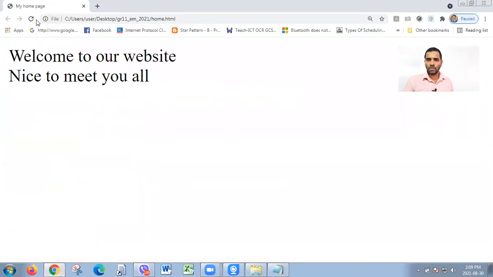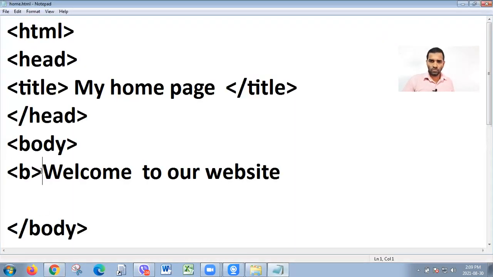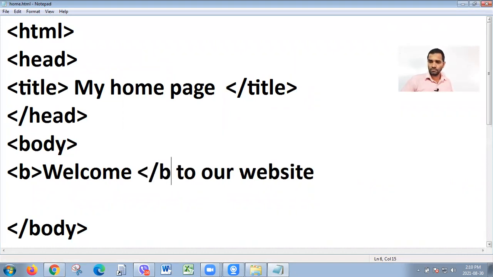Look here. In this case, what happens? Everything is bold, including welcome. Welcome is in bold to our website. Everything is bold. The reason is very simple. You have told the browser to start the bold here, but you didn't tell the browser to close it or to stop it. That is why everything is in bold. Even if you write some other lines, maybe a paragraph in the next lines, they also become bold. Since welcome is the only word to be in bold, you have to close the bold here. Clear? I hope you got the idea of closing the tag. You should understand the reason why the tags are closed.